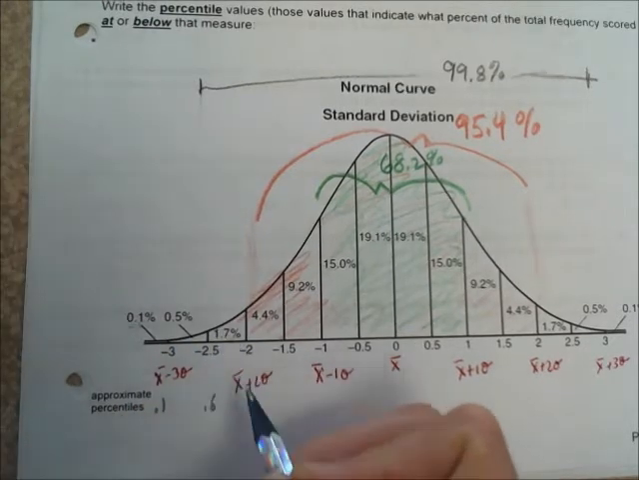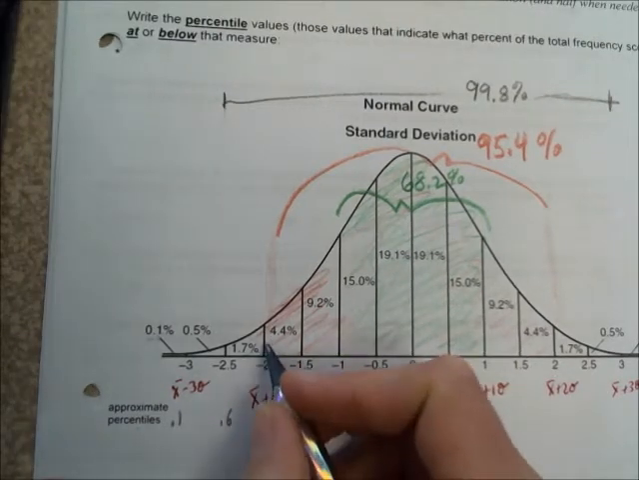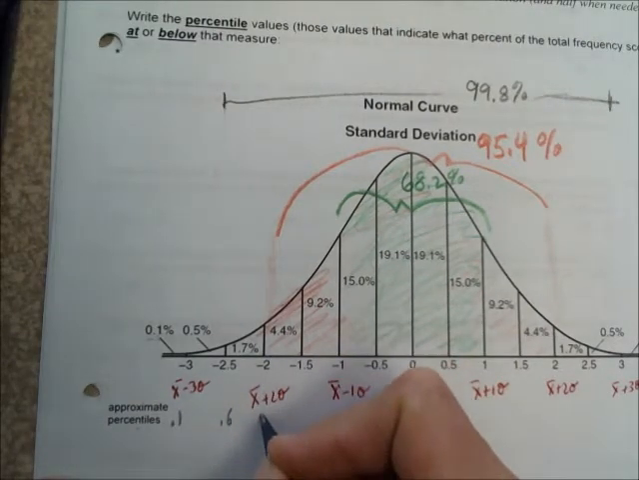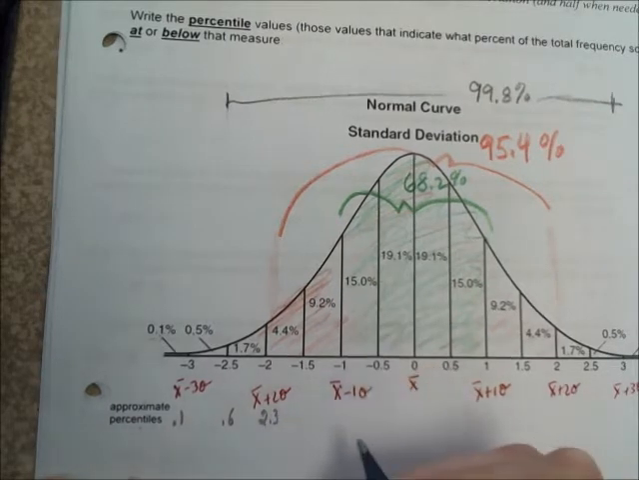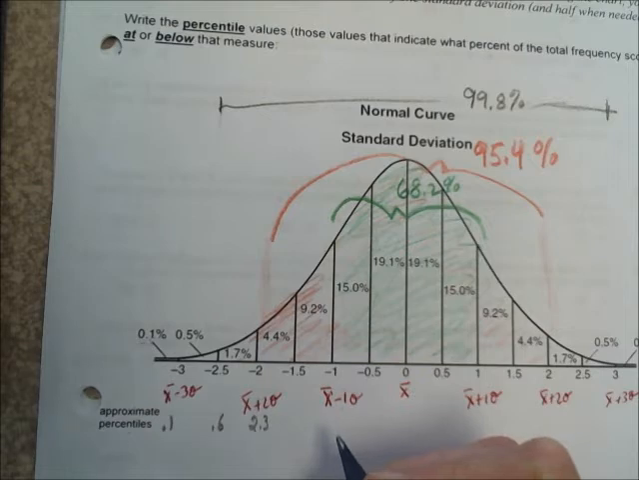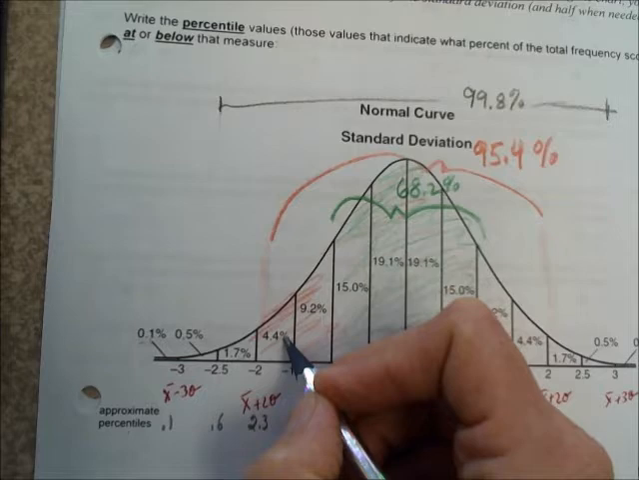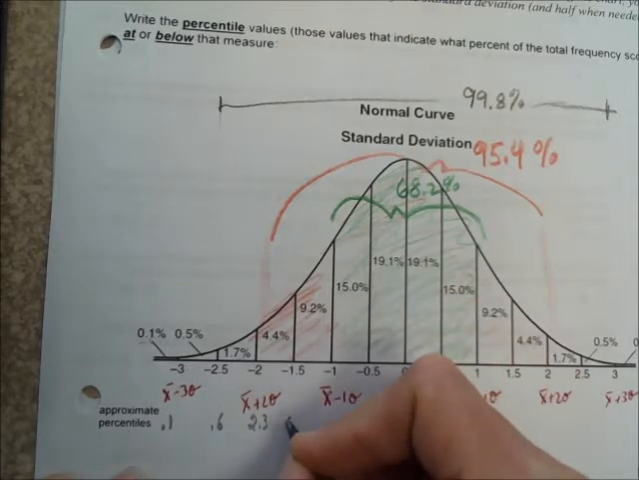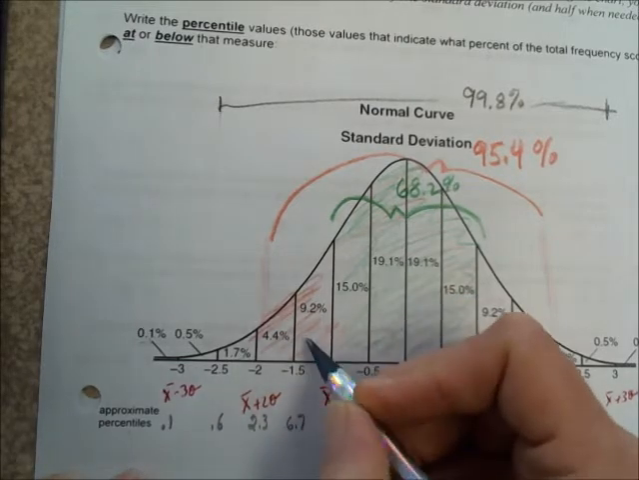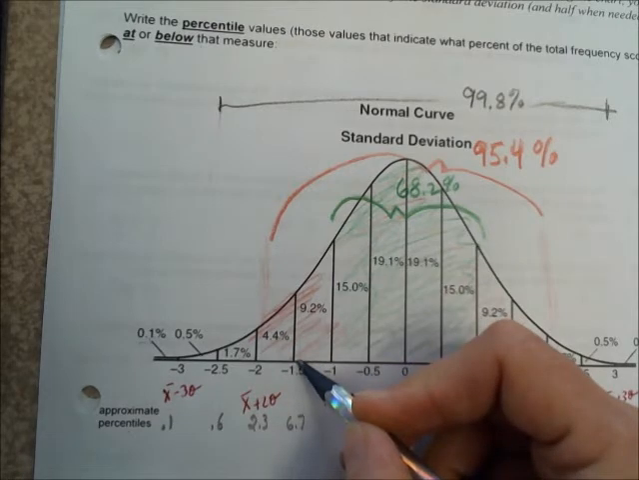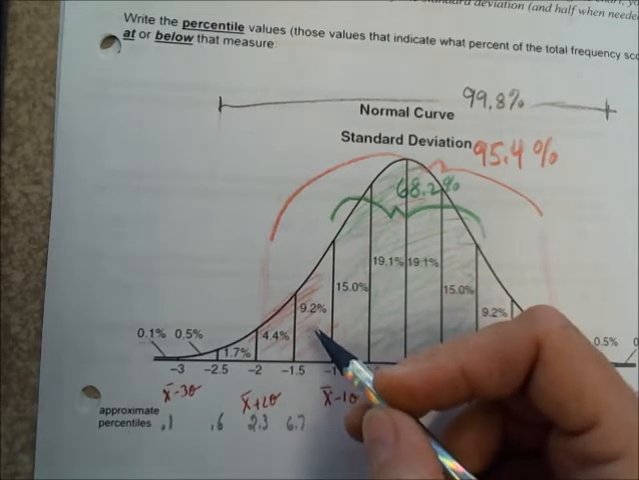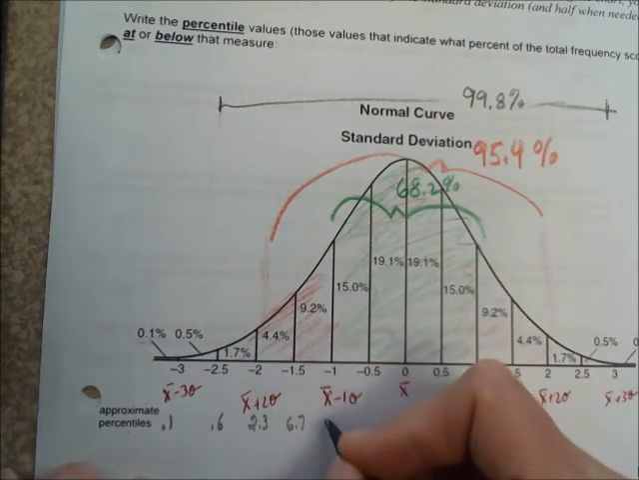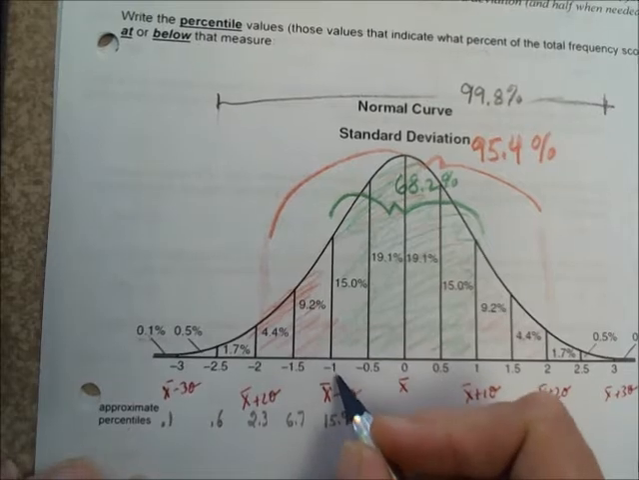And now if you add 1.7 to 0.6, you'll get 2 standard deviations below the mean, and that will be at the 2.3 percentile. And then 2.3 plus 4.4, add another percentage onto that, and you'll get 6.7 percentile. Add 9.2 to that, and you'll get the 15.9, or about the 16th percentile.